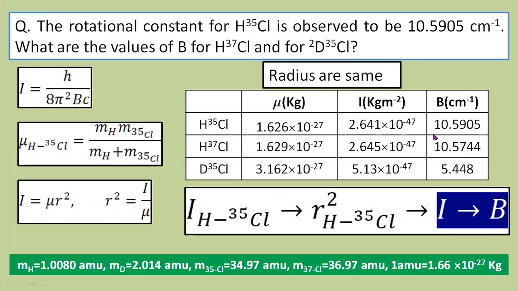So only one piece of information is given: the rotational constant for this molecule, the value of B, is given. So what do I have to do? I have to do several things, but before that, let me tell you that when you replace an atom with its isotope, there is no change in the radius. So the radius is the same; although the mass will change, the internuclear distance is not going to change.